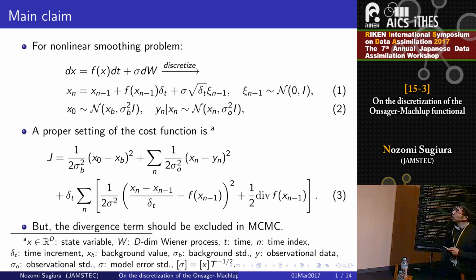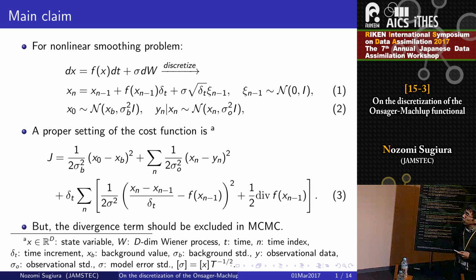And my main claim is that, first of all, we are solving this nonlinear smoothing problem, dx = f(x) dt + sigma dw. W is a Wiener process, x is the state variable, and f is some nonlinear tendency function. And we can discretize this SDE like this.